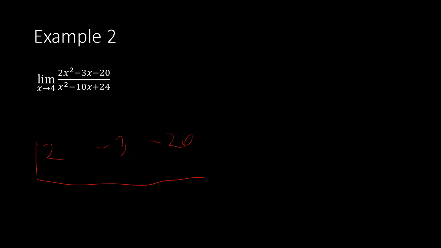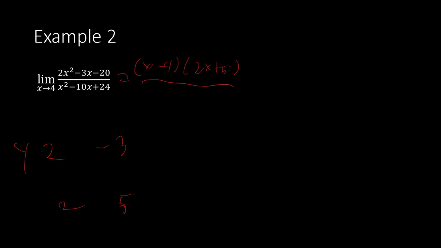So this is 4, 2, 8, 5, 20. So all I was doing there was I was factoring this top part. So we know that this is x minus 4 times 2x plus 5, as you can see down here. And on the bottom, we're going to do the same thing. We're going to factor using synthetic division. We're going to factor out x minus 4.